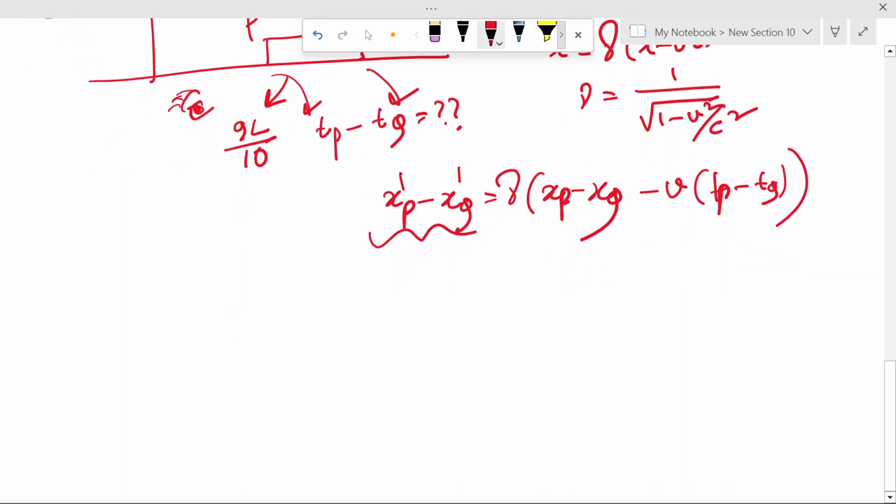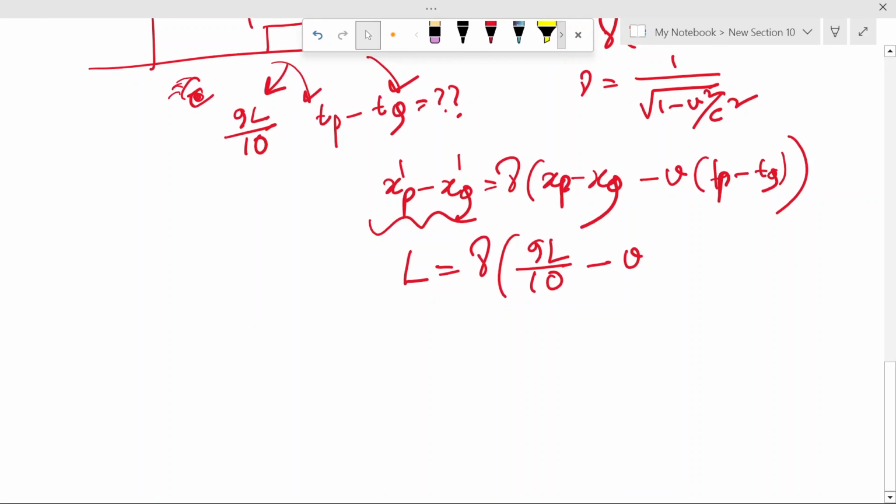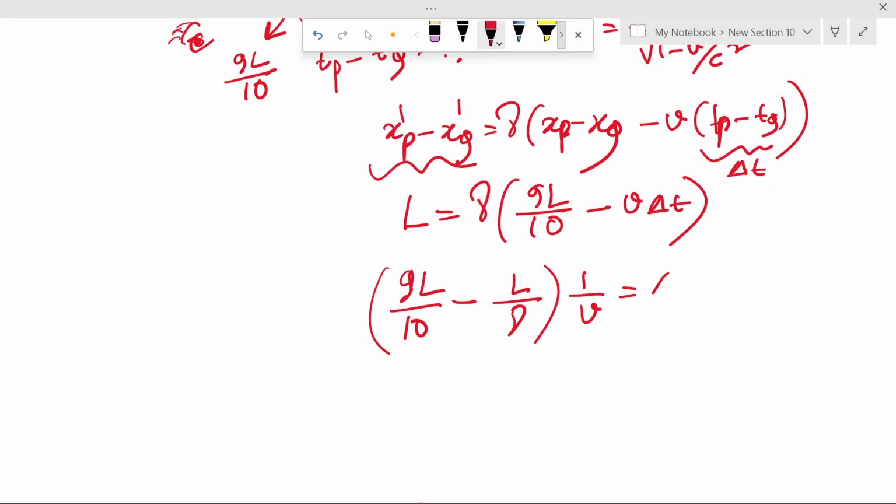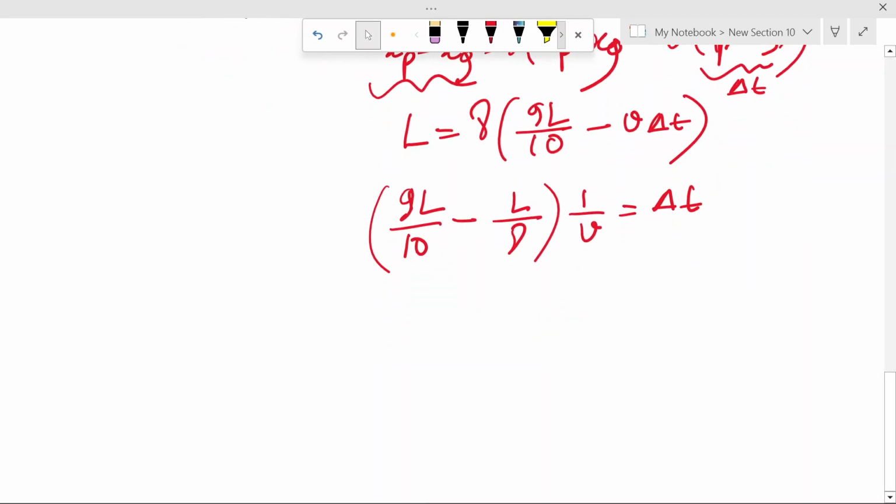Now x prime P minus x prime Q is the proper length, it is L. The length you measure is 9L by 10. And velocity has been given, so I will put it at the end. Let's denote it by delta t. Now what is your V then? It is 9L by 10 minus L by gamma, divided by V, is your delta t. Now let's put the variables here.